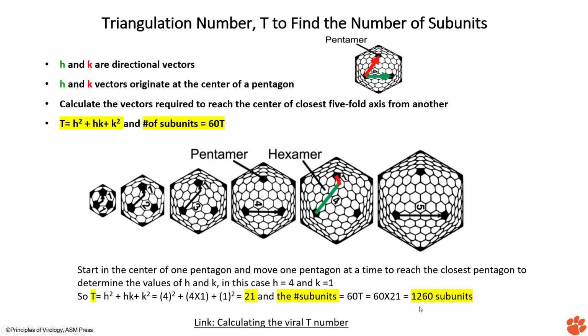So here, from the center of the start pentagon, move 1 pentagon at a time and reach the closest pentagon to determine the values, in this case H equal to 4 and K equal to 1. If you calculate that, 4 squared plus 4 times 1 plus 1 squared is 21, that is T. You find the number of subunits by multiplying with 60, so it's 1260 subunits.